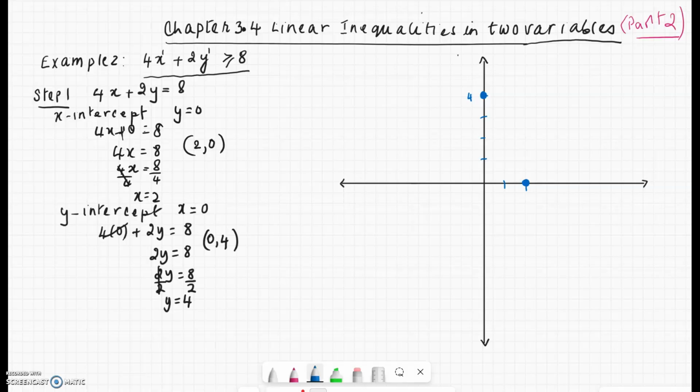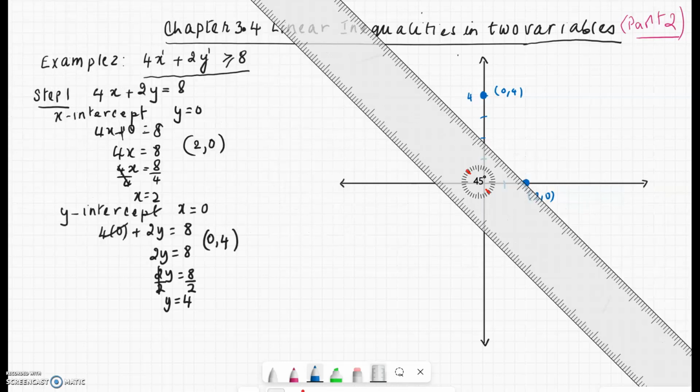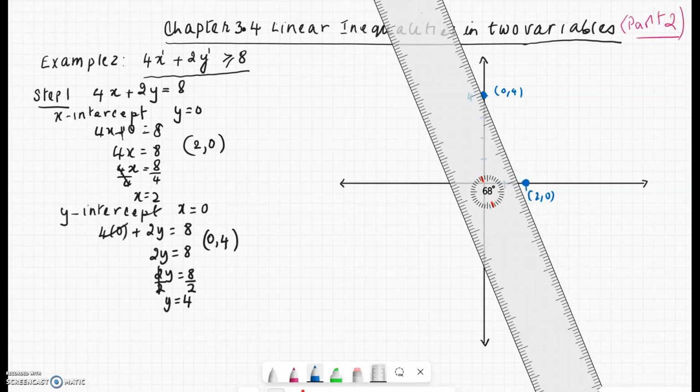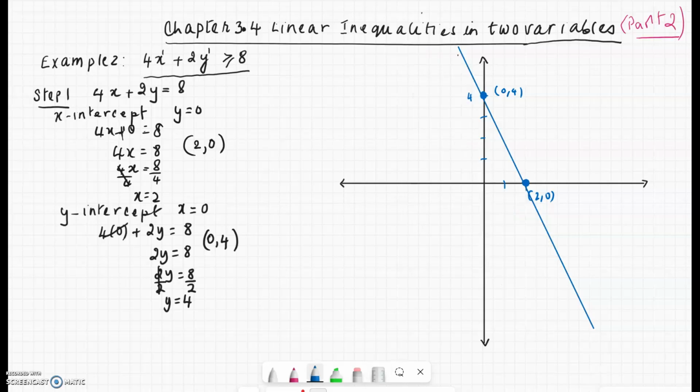Now we join these two with a straight line. So this is 2, 0, and this is 0, 4. This is how we plot the equation. We join these two with a straight line. Okay. So this line is our boundary. Now the boundary could be a dotted line or it could be a solid line.